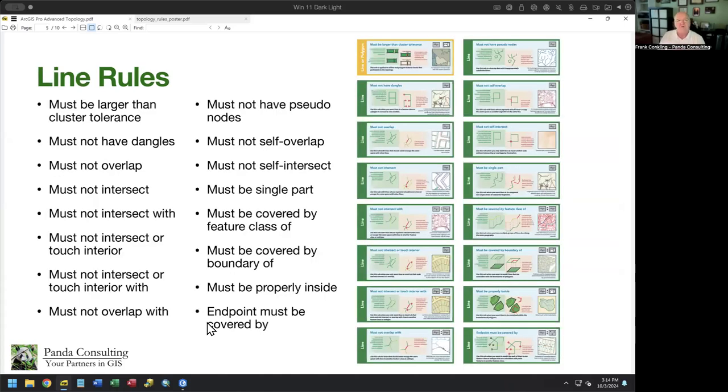Okay, so let's move forward to the line rules. A lot of line rules. But lines are very important. We use lines to denote different types of physical features that we might be mapping. We use lines to coincide with the boundaries of polygons. We use lines to connect up points depending upon what we're mapping.